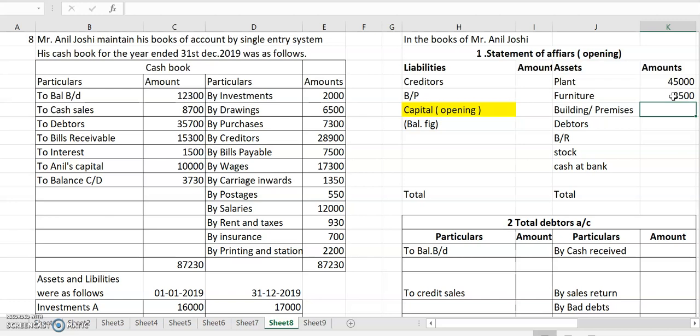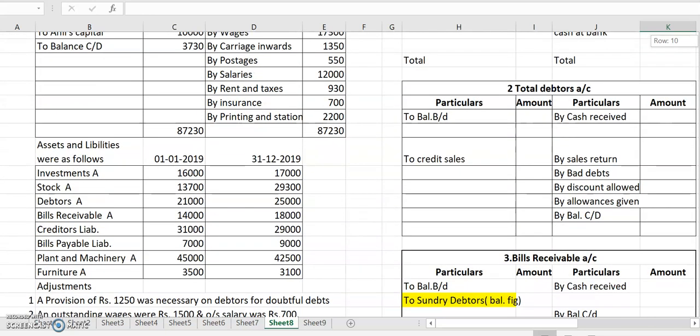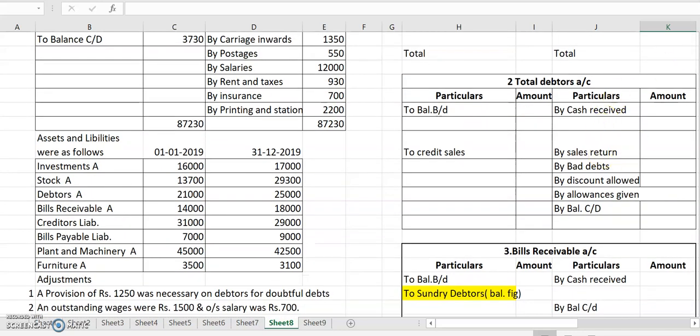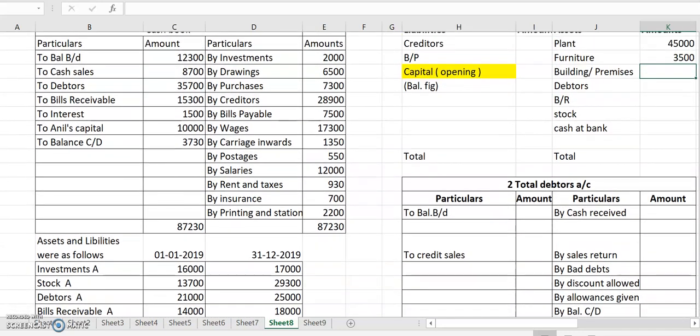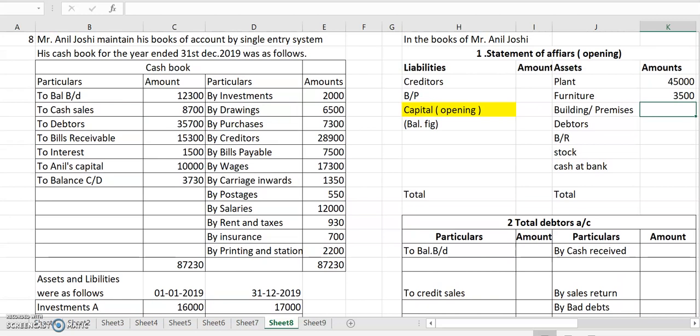Next, building and premises. If present, record here. In this question, I think there are no building and premises, so nothing is recorded here. This is the format I have already prepared and recorded under the first point of your theoretical background, where we record all the transactions. So no building and premises are mentioned. Then debtors are there. Yes, debtors are recorded, that is the opening balance of debtors.